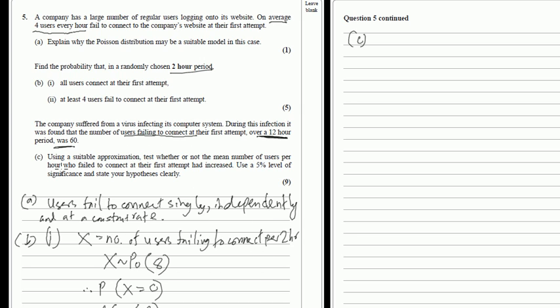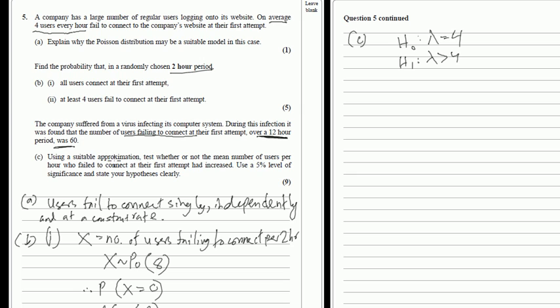Okay, let's read the question now. Using a suitable approximation, test whether or not the mean number of users per hour who fail to connect at their first attempt has increased. So hypothesis testing: H0, lambda equals the original information, 4. Always read the first line for H0, and increase means lambda is greater than 4. So this is the first hypothesis testing, always based on the first line.